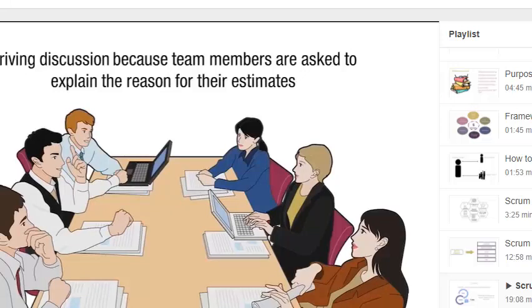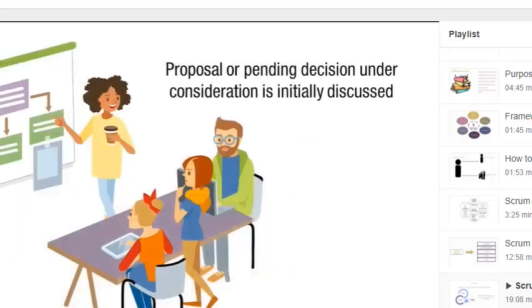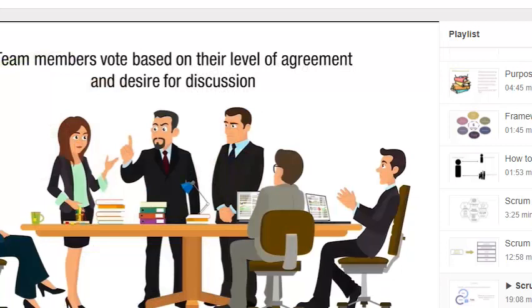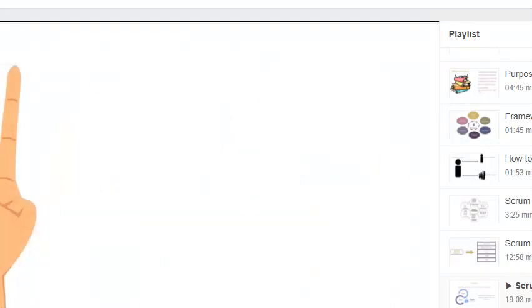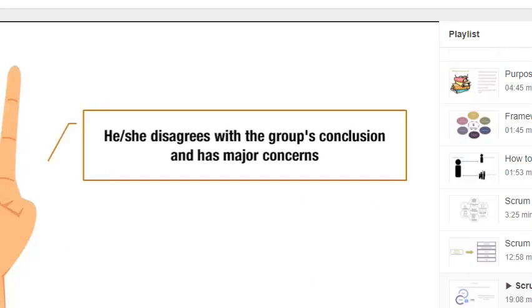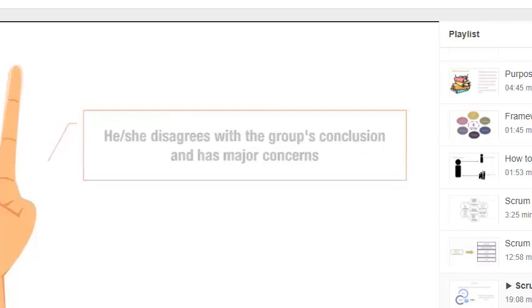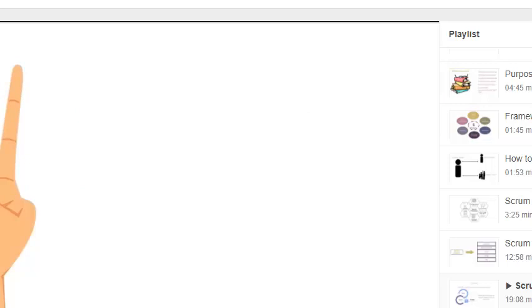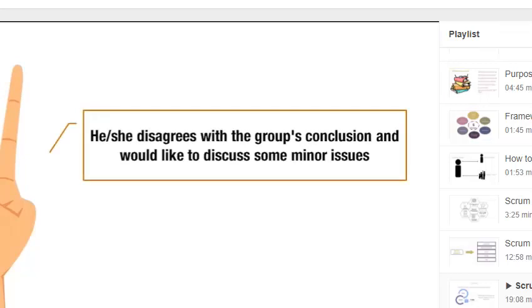Used as a general consensus building technique, the proposal or pending decision under consideration is initially discussed. Then the team members vote based on their level of agreement and desire for discussion. If a team member raises one finger, it means he or she disagrees with the group's conclusion and has major concerns. If a team member raises two fingers, it means he or she disagrees with the group's conclusion and would like to discuss some minor issues.